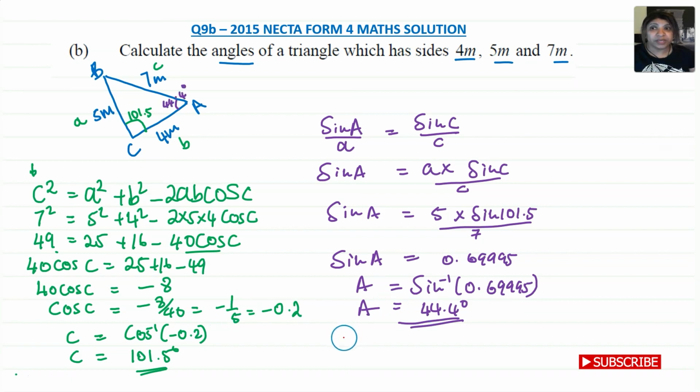Now for the angle B, all we have to do is take 180 away these two angles, because angles in a triangle add up to 180 degrees. So for angle ABC, that's going to be equal to 180 degrees, take away 101.5 degrees, take away 44.4 degrees. If you work this out, this will give you 34.1 degrees. So this angle B here is 34.1 degrees. That is all the angles that you can find.